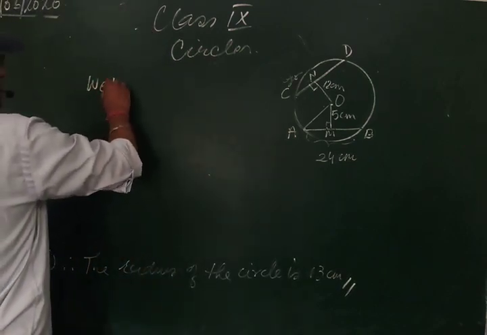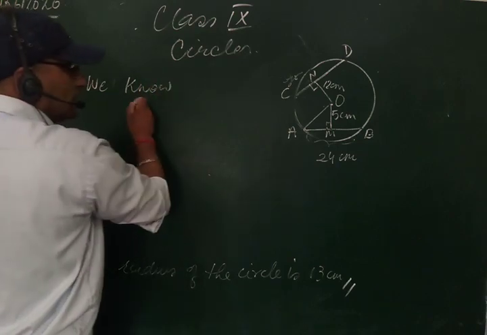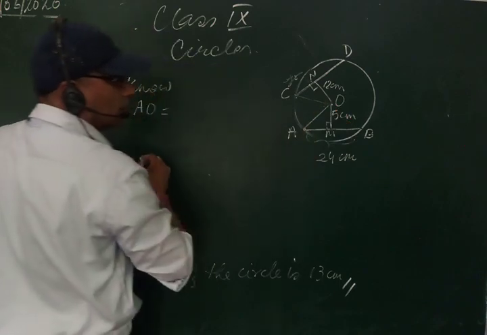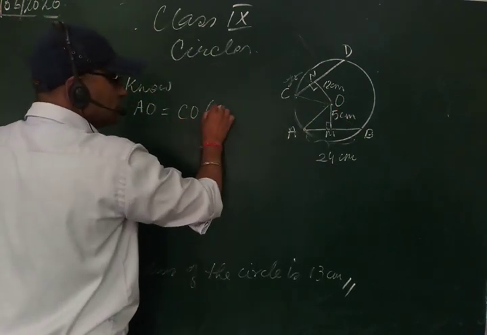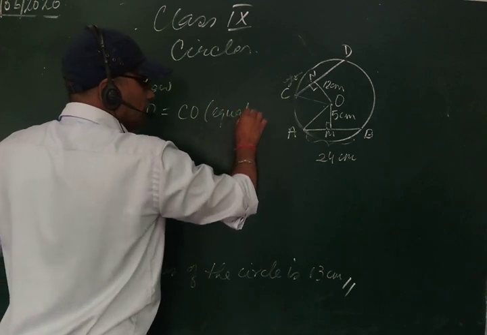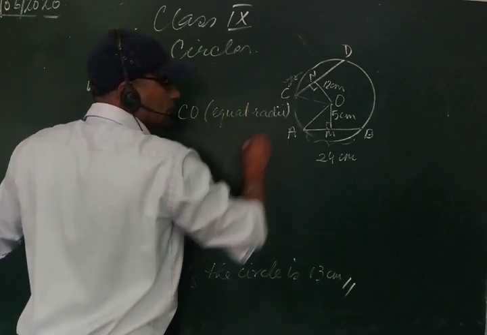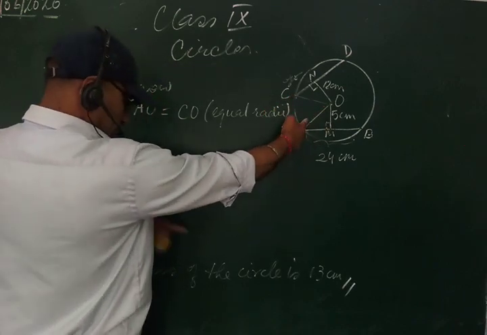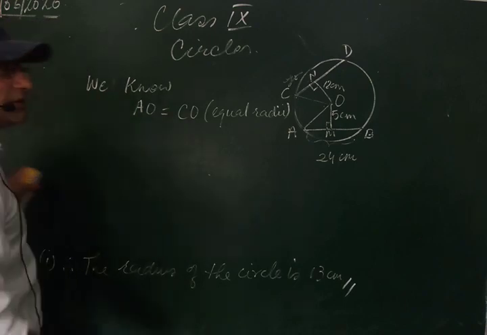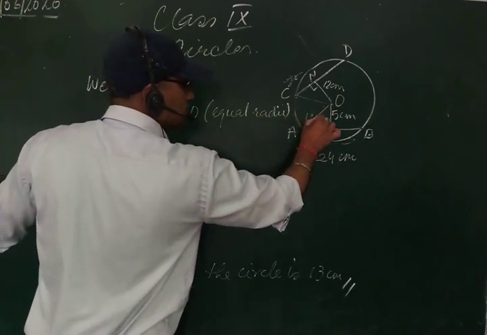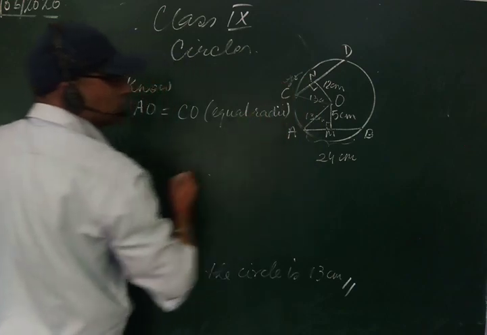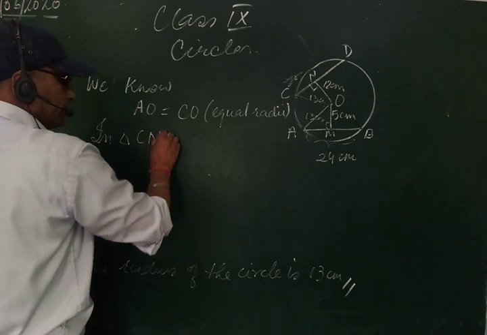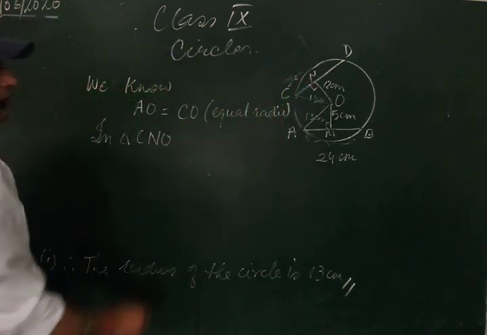We know now AO is 13 centimeters. If we join C and O as well, a new triangle will be formed, CO. What is the reason? Equal radii, both are radii of the circle, from center to the circumference. If AO is 13 centimeters, therefore CO is also 13 centimeters. Now, we'll take triangle CNO.